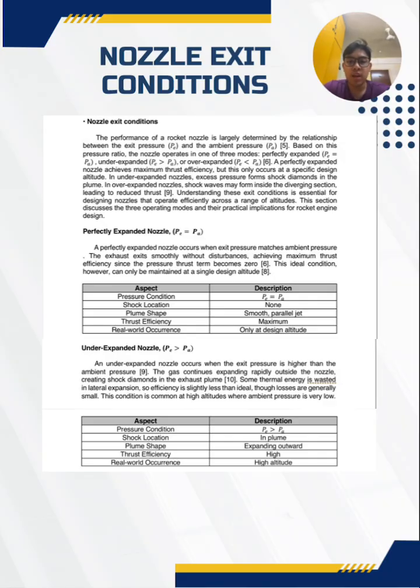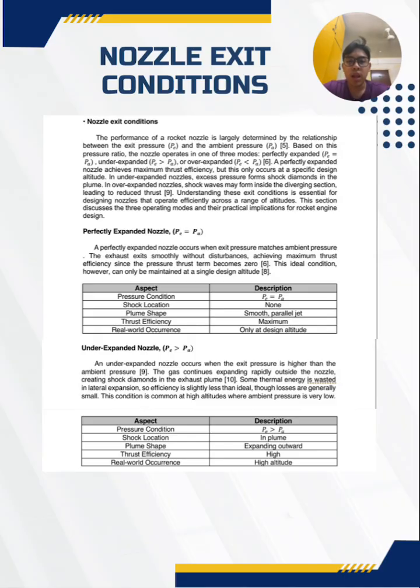First, in a perfectly expanded nozzle, exit pressure matches ambient pressure, which is PE equals PA. The flow exits smoothly with zero shock disturbance, achieving maximum thrust efficiency. However, this ideal condition only occurs at a specific design altitude.